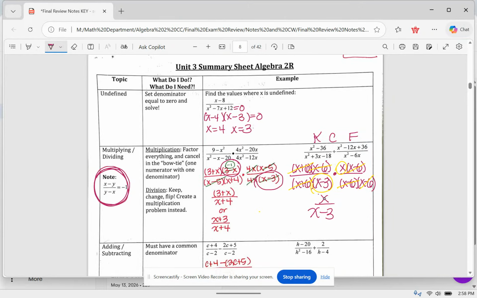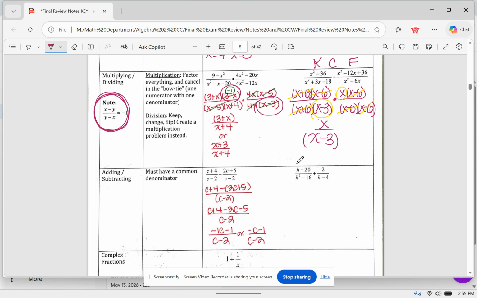Now, you'll notice I'm not canceling the x's. You can't cancel across subtraction. These are glued together. The only time you can cancel stuff is if it's multiplication. So like if you had 3x over 2x, let's say, you can cancel the x's because they're being multiplied by the 3 and the 2.